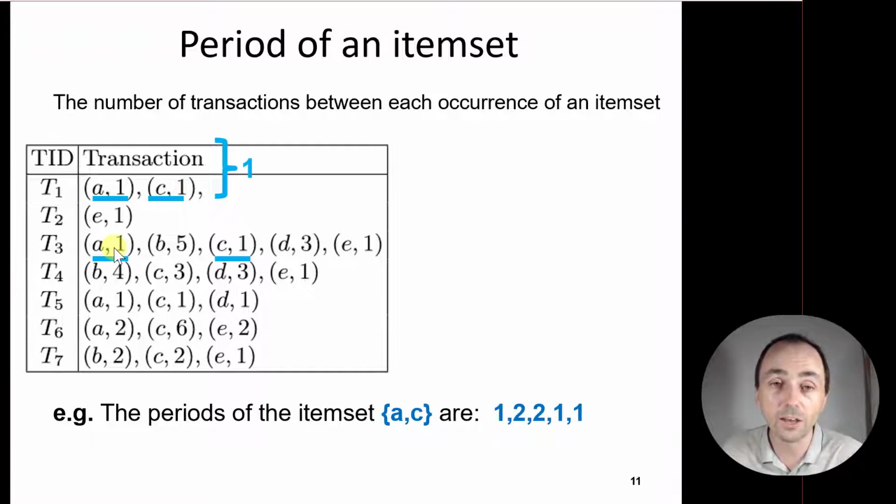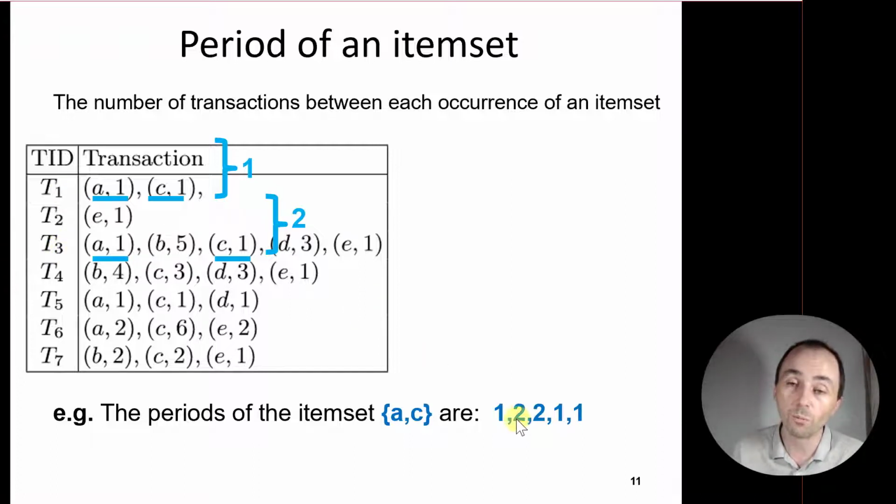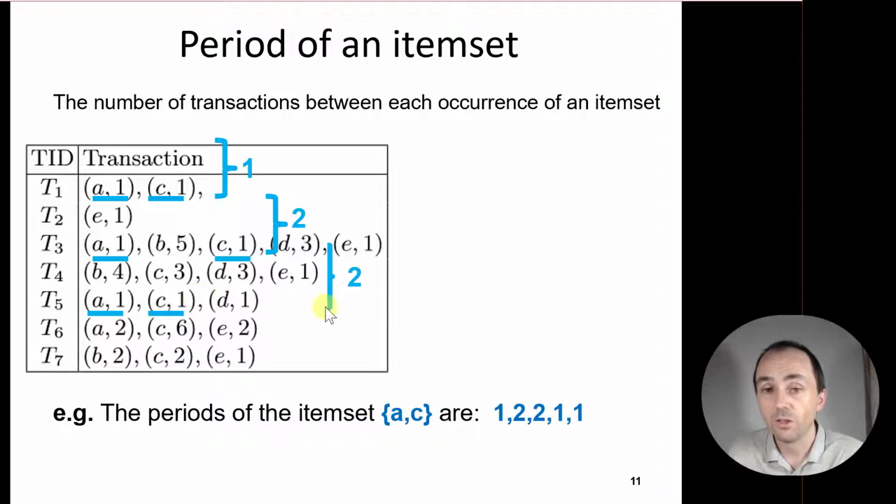After that, AC appears again in T3. From T1 to T3, there are 2 transactions, so we put a 2. T1 plus 2 means T3. Now after that, do we have AC again? Yes, in T5. Again, it is 2 transactions later, so we put a 2 here. So we have 1, 2, 2. Now after that, we have AC again 1 transaction later, so we put a 1 here.